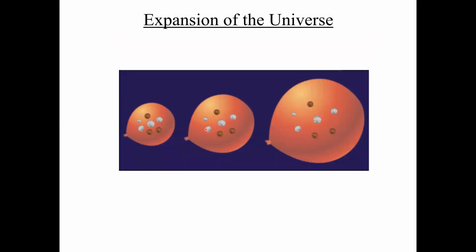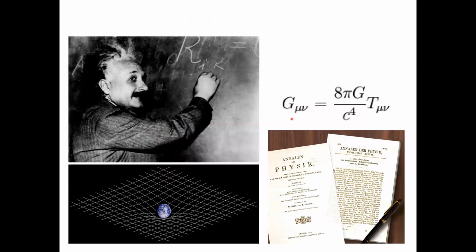And here is another example using some pictures. You can see all these points are very nearby in the first one, and this is a balloon. So when the balloon gets expanded, all the points are moving away from each other. So this is what happens in the expansion of the universe, right?